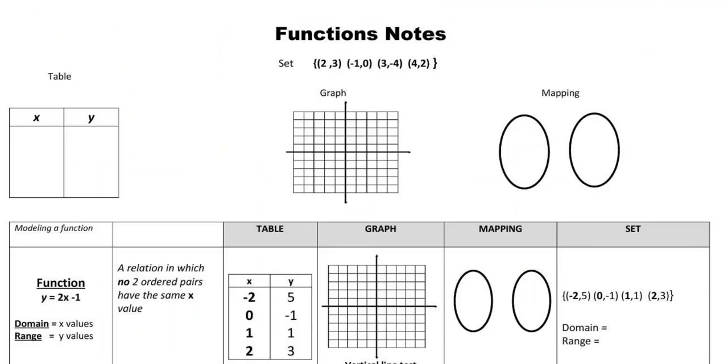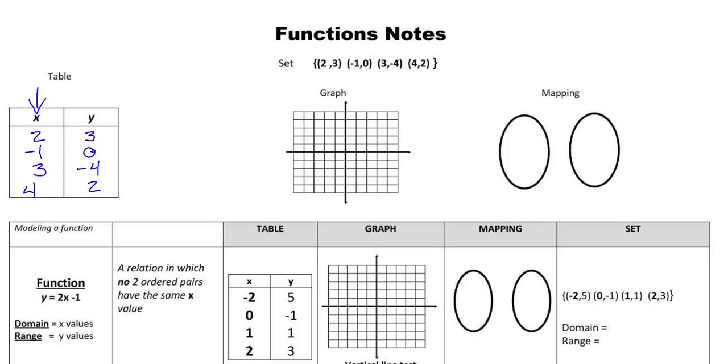All right, here's another set, and we're going to put it in a table, graph, and map it all together. So for the table, we're just going to put the x values in one column and the y values in the next. So 2, 3, -1, 0, 3, -4, and 4, 2. And if we look at the x values, you can see none are repeating. So this is a functioning relationship. This is a function that we're looking at. All right, let's graph them.